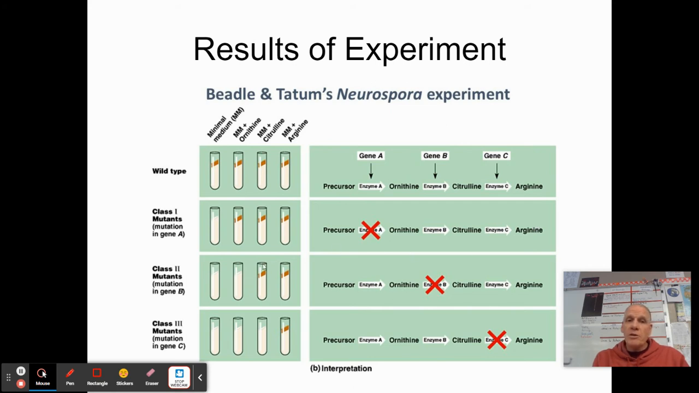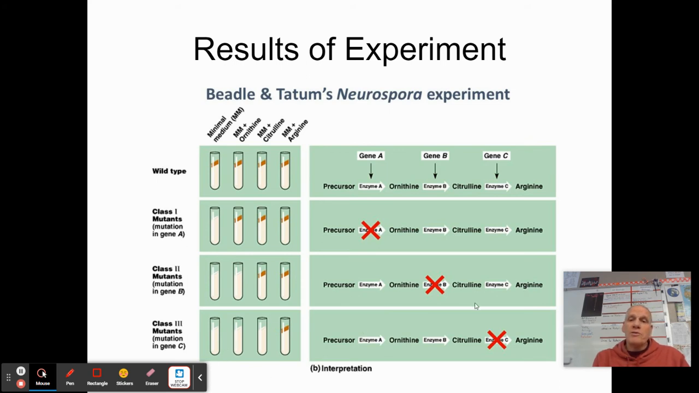The class 2 mutants have the mutation in enzyme B, which converts ornithine to citrulline. They're not going to be able to grow because they can't make arginine. So they won't grow in the minimal media. They won't grow on the minimal media plus ornithine because we can't convert ornithine to citrulline. However, if I add citrulline right here, they will now grow on that one, and they will also grow on the media with arginine because we're starting with arginine already.